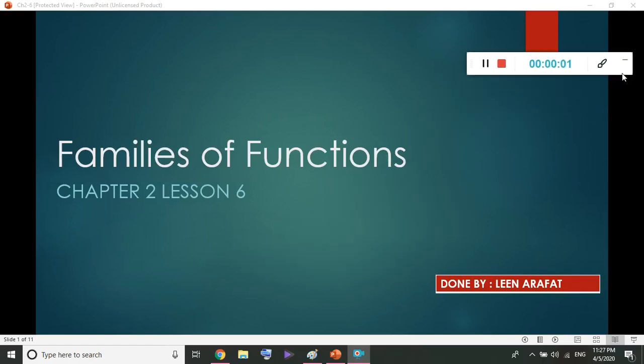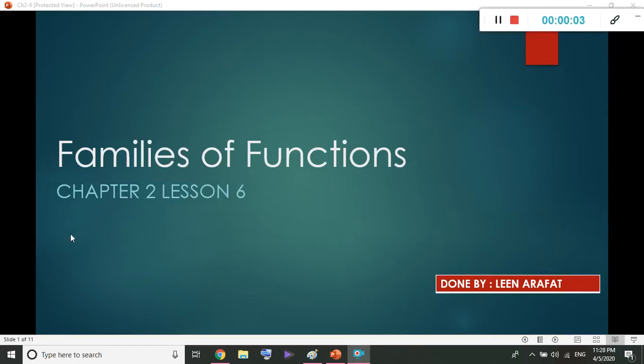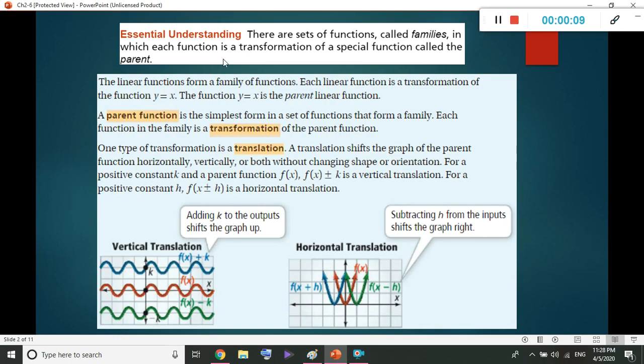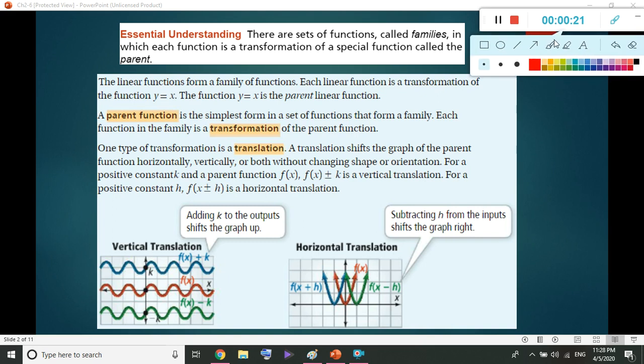Good morning, girls. Today we're going to start a new lesson in chapter 2, which is lesson 3, that talks about families of functions. There is a set of functions called families in which each function is a transformation of a special function called the parent. So we have something called the parent function.